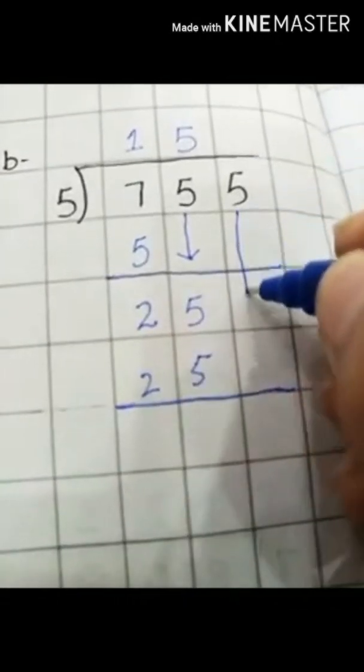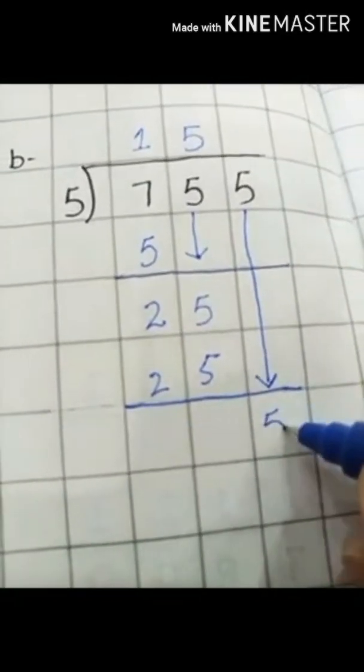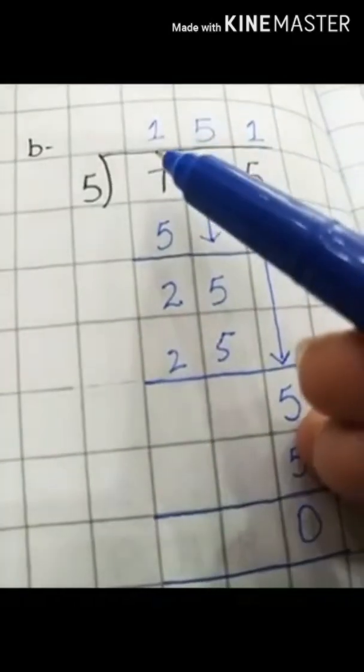So I will not write the 0 here. In the next step, I am taking the third digit of my dividend down here. This is the number 5. Now students, in the next step, 5 ones are 5. So students, 5 minus 5 is 0, which means that our remainder is 0. So we have done our division completely. Our quotient is 151. Next part is C.